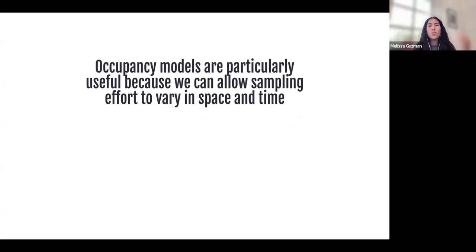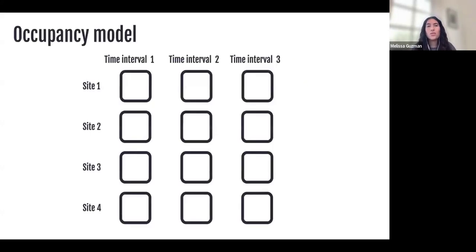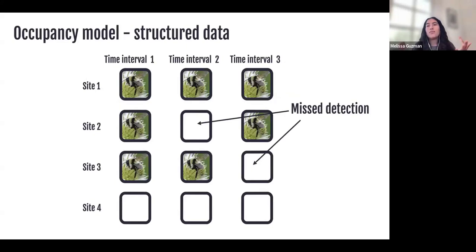Okay, so why occupancy models? Occupancy models are really useful because they allow us to model sampling effort that can vary across space and time. So the 101 on what an occupancy model is: imagine here that we set up multiple different sites and we visit those sites at different time intervals. And because our ability to detect species is not great, when we have these structured surveys, our detection data will look something like this, where a lot of the times we're going to miss species even when we know they're there.